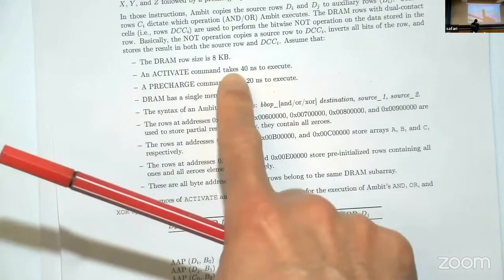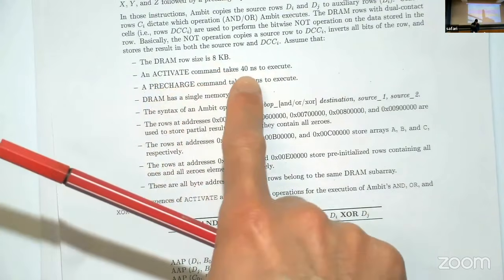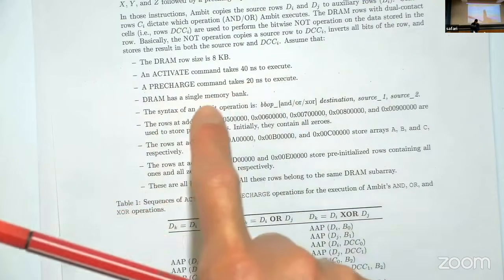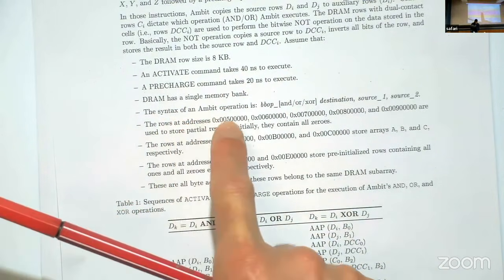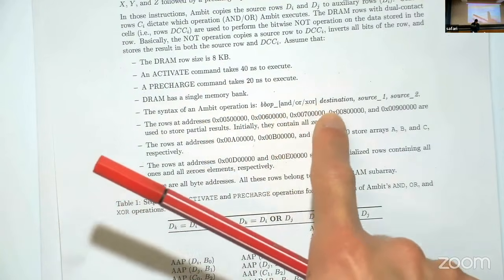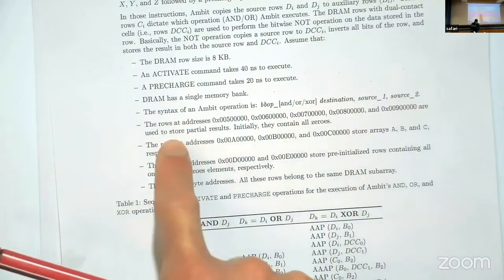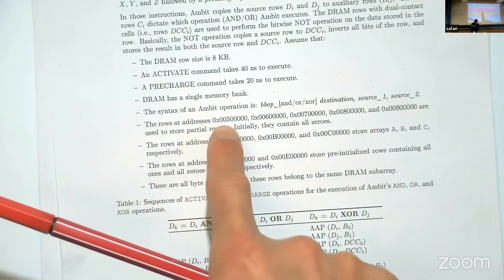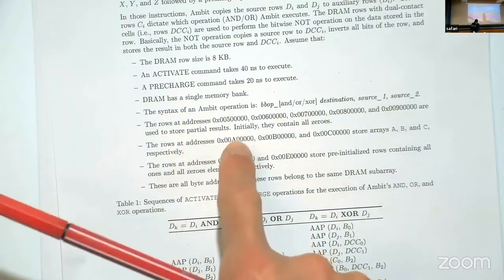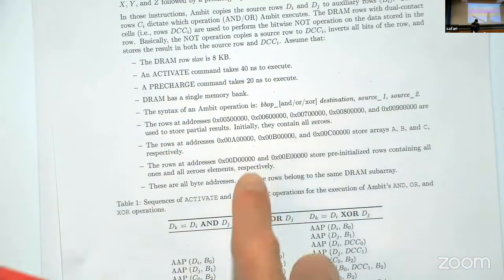So the DRAM row size is 8 kilobytes. Activate commands take 40 nanoseconds, pre-charge 20. The DRAM has a single bank. The syntax of an Ambit operation is BBOP, AND, OR, XOR: destination, source 1, source 2. The rows at addresses 5, 6, 7, 8, 9 store partial results. They all contain zeros initially.